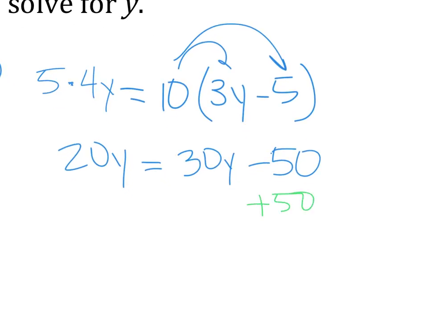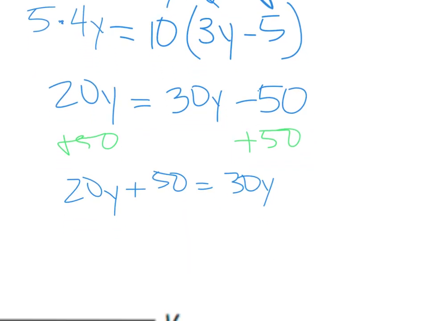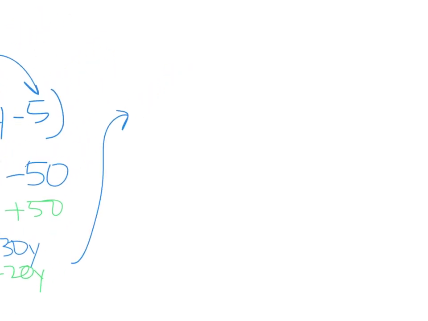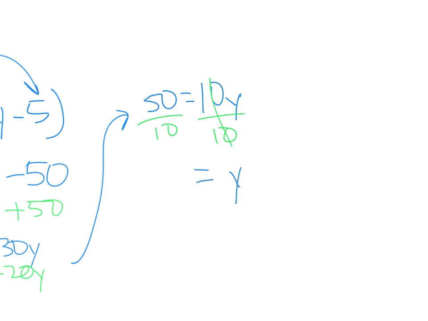Add 50 to both sides. So 20y plus 50 equals 30y. Subtract 20y. So 50 equals 10y. Divide by 10, and y equals 5.